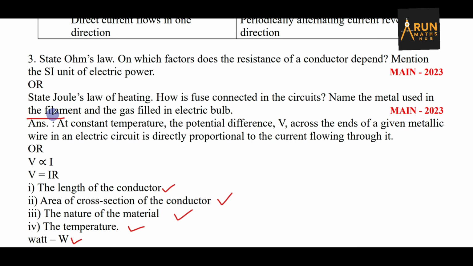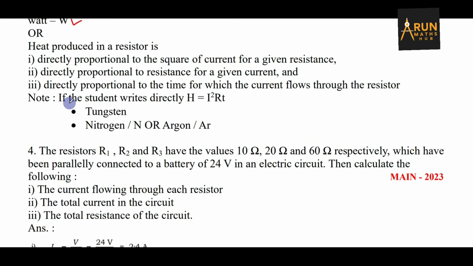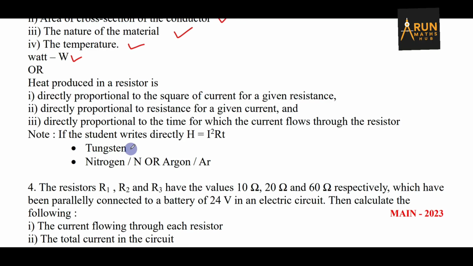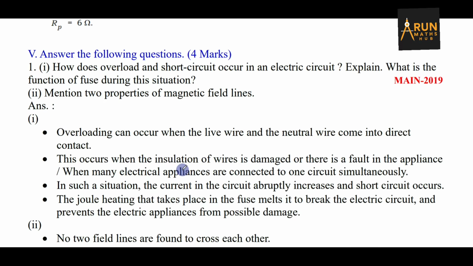Name the metal used in the filament. How is fuse connected in the circuits? Name the metal used in filament. Gas filled in electric bulb. See, the filament used is tungsten. The gas is nitrogen or argon because they are inert gases. Problems.